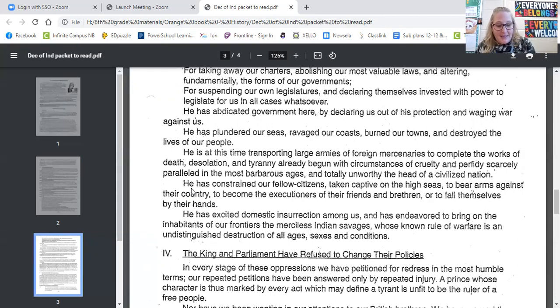He has excited domestic insurrection among us. In other words, now we're fighting amongst ourselves, and has endeavored to bring on the inhabitants of our frontiers, the merciless Indian savages, whose known rule of warfare is an undistinguished destruction of all ages, sexes, and conditions. Now he's throwing in there that the Indians are pretty bad too.